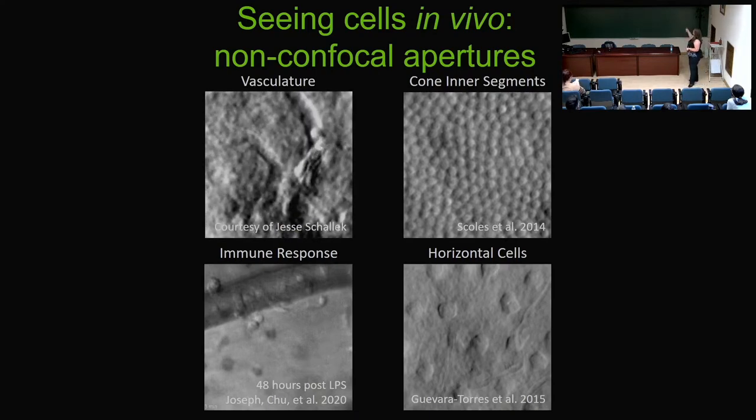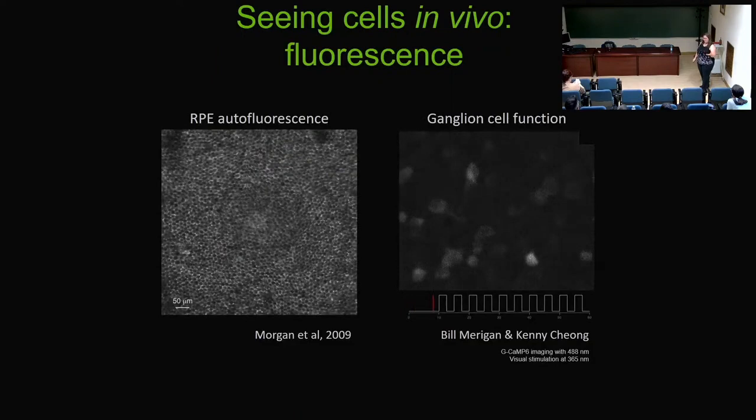And you can also see cone inner segments, other horizontal cells, lots of cell classes that are typically transparent have been made visible using these non-confocal techniques. Another way to look at the retina is using fluorescence imaging, either naturally occurring fluorophores, such as the retinal pigment epithelium mosaic, which sits behind the photoreceptors.